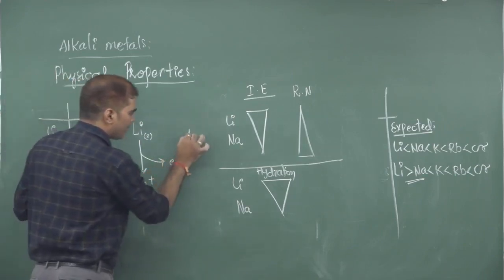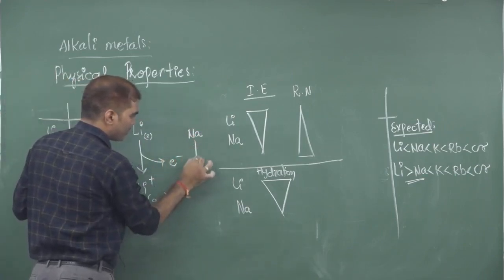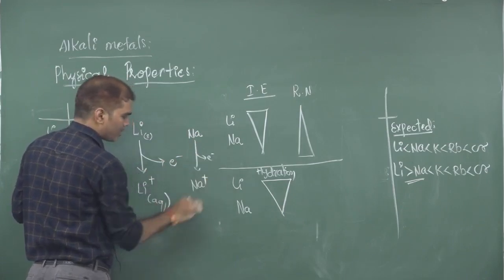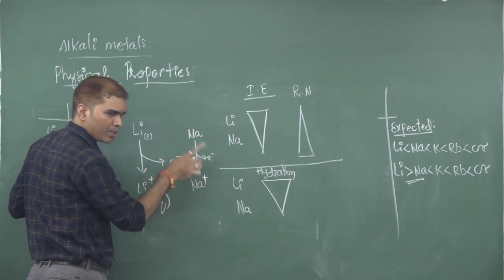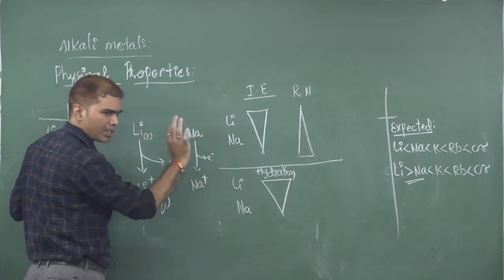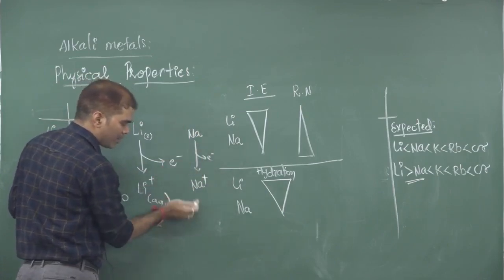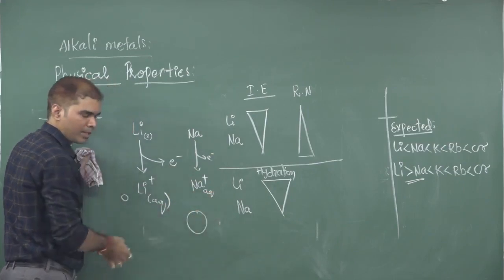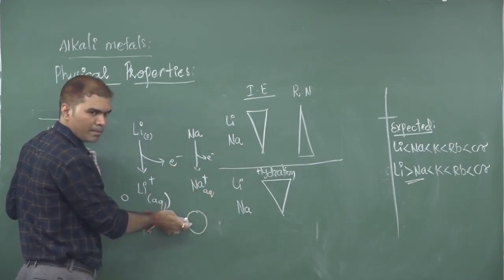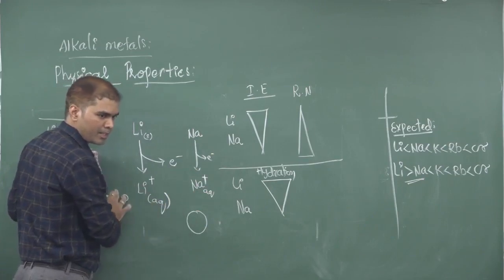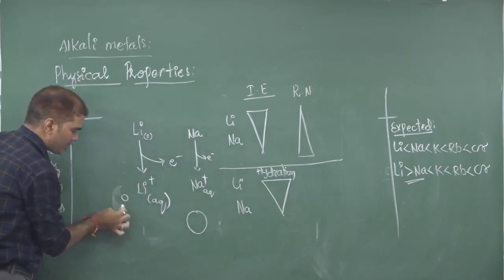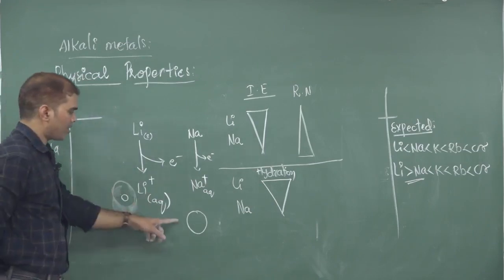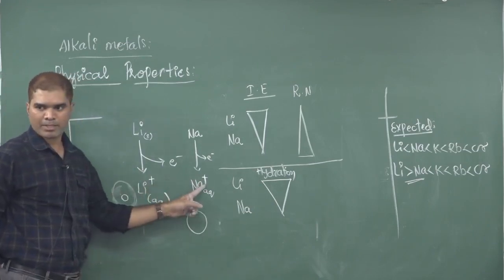Okay. Let me take sodium. Sodium is also ready to give away that electron. It is forming Na plus. Ionization energy for sodium is less. Therefore, this electron is readily lost. But whenever that sodium comes out, its size is larger, in which case hydration is high. Hydration is high means hydration energy is also high. So, which is more stable, lithium plus or sodium plus?